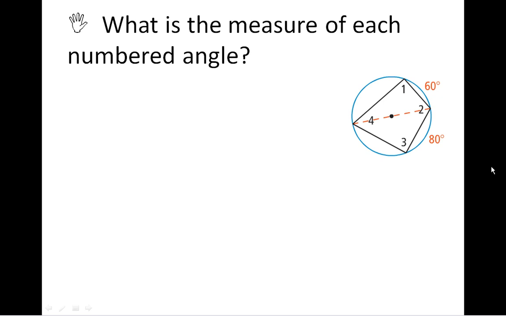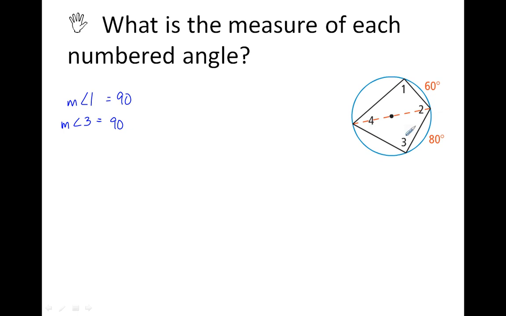In this example, if I want to find the measure of each angle, I know that first I have a diameter here. Angle 1 intercepts that, so the measure of angle 1 has to be a right angle. It has to be 90. Same thing with angle 3, right? Because they both intercept a semicircle, so it's 90. And that also shows me that opposite angles are supplementary because 90 plus 90 is 180.